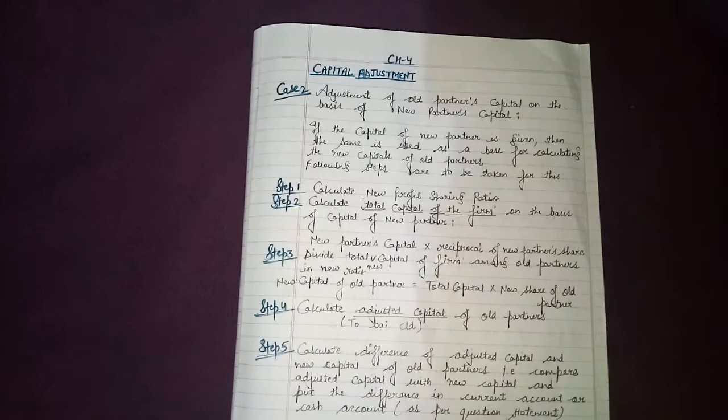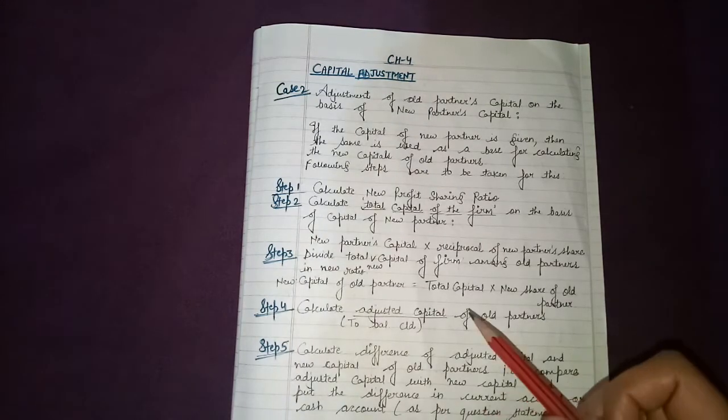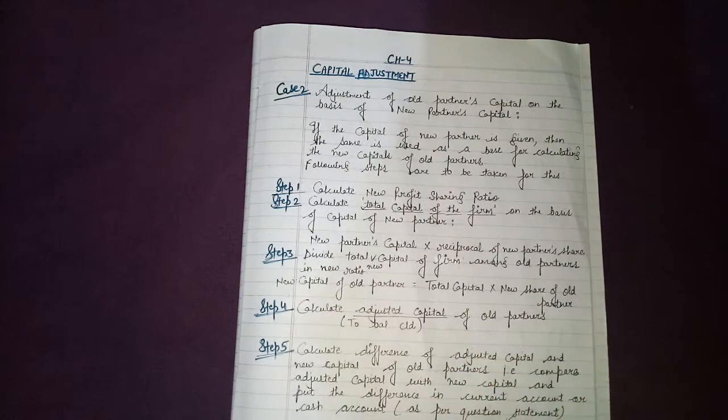Hello everyone. In the previous video we discussed capital adjustment and we did case 1. In case 1, the new partner is bringing proportionate capital. What was our case 1? It means the capital of the new partner was not given in the question and we have to calculate the capital of the new partner on the basis of the old partners' capital.